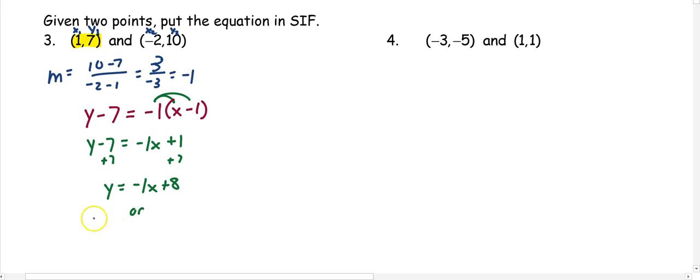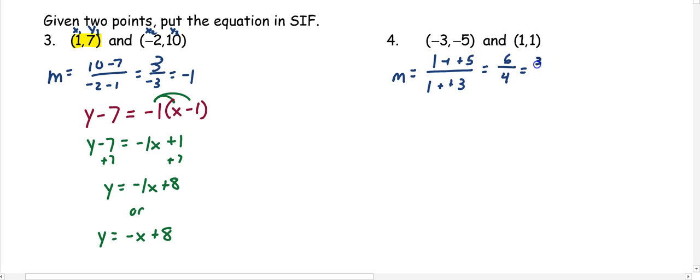Remember that you don't need to have the negative 1 there, so you could just write it as negative x plus 8. Number 4, I need to find my slope first. So when I find my slope, I have 1 minus negative 5 over 1 minus negative 3. So 2 negatives make a plus, so we have 6 over 4, which reduces to 3 over 2.